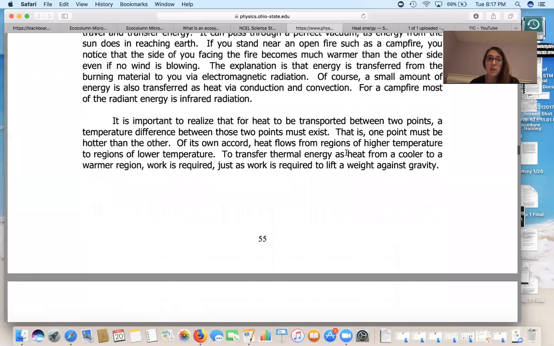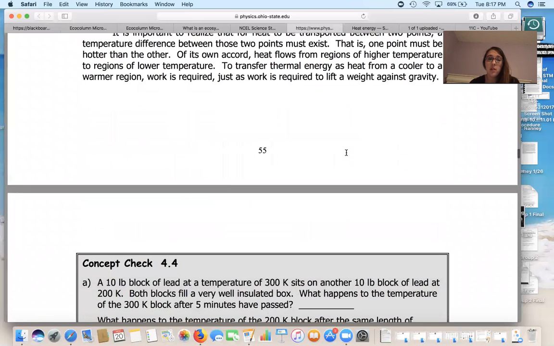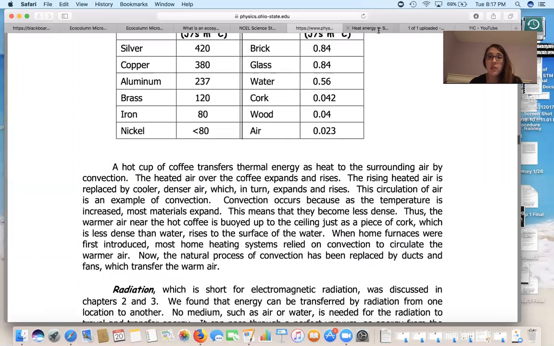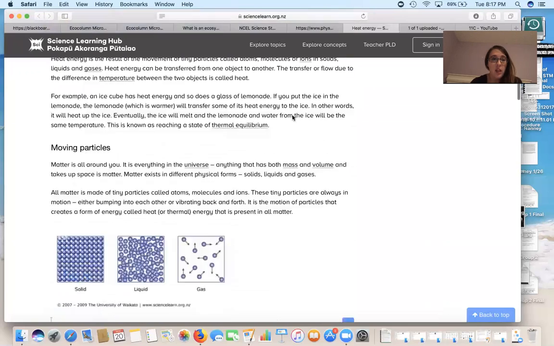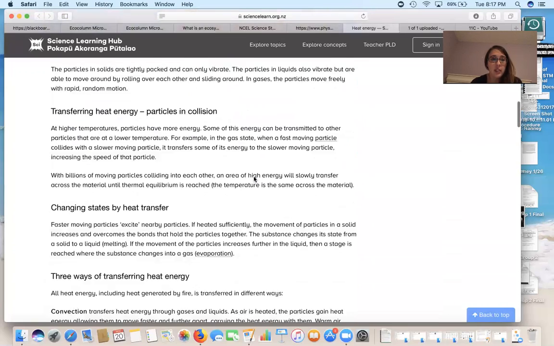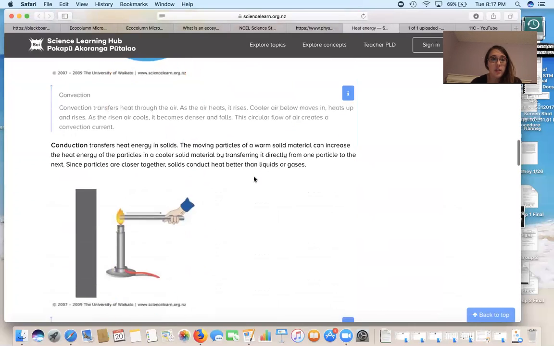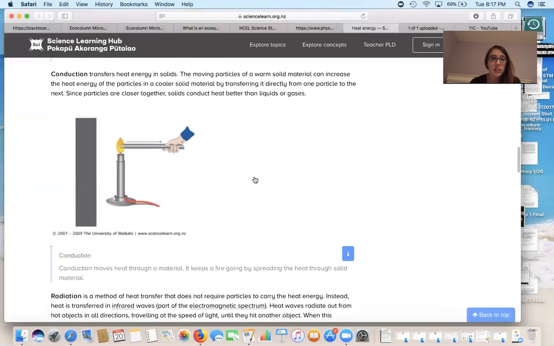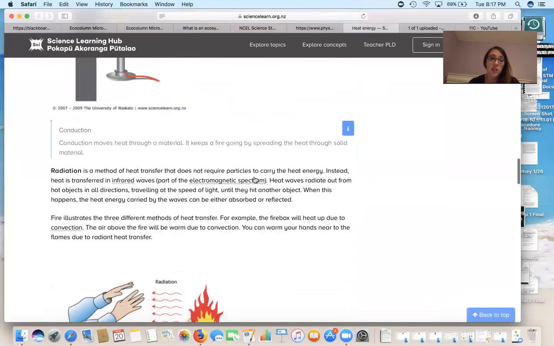Okay. Those are good to review. This resource talks about the moving particles again in your three states. Transfer heat energy. There's your conduction again, which transfers heat energy in solids. So conduction transfers the heat energy in solids.